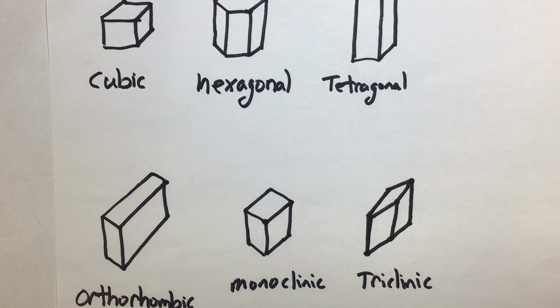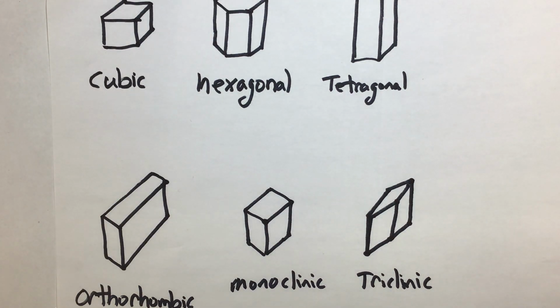So the crystalline structure, the crystals of each mineral grow atom by atom to form the mineral's crystal structure. Geologists will classify these structures into 6 groups based on the number and angle of the crystal faces. So we have our 6 crystal structures right here.